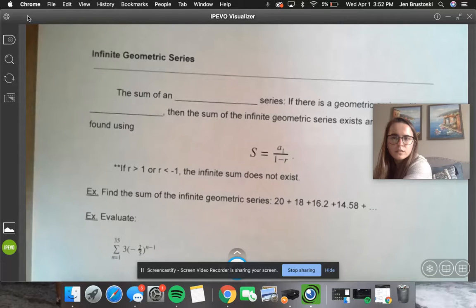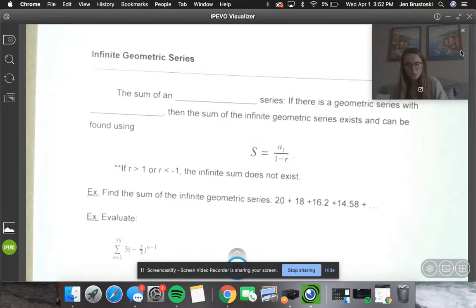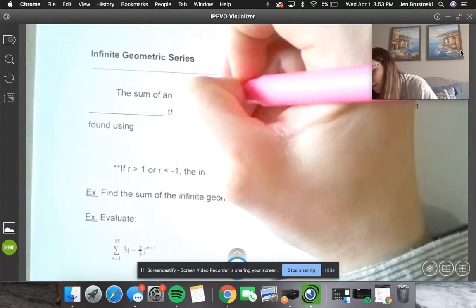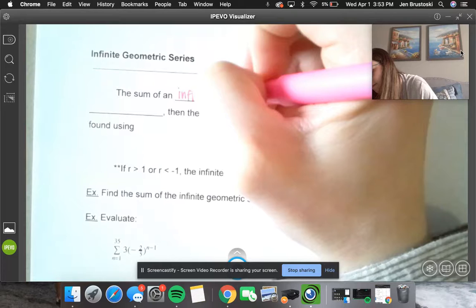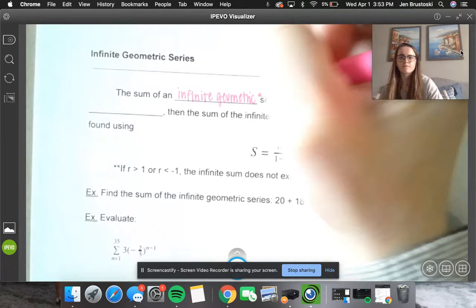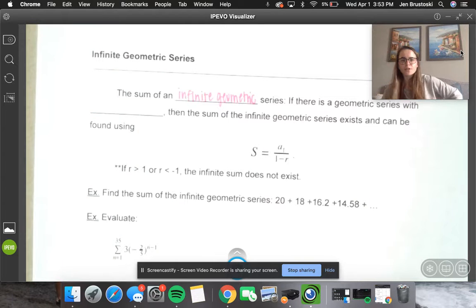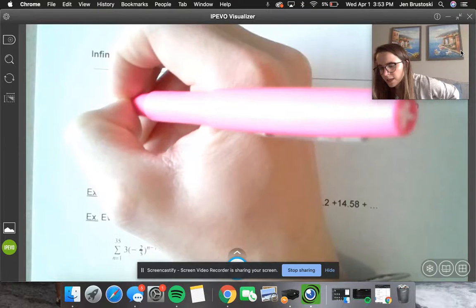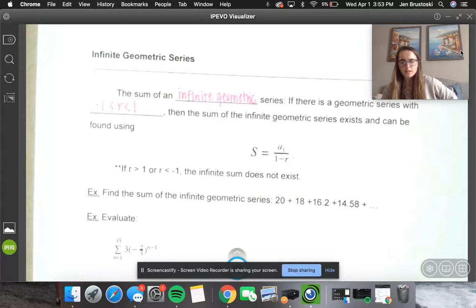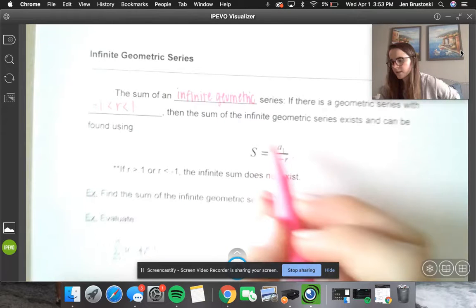Okay, so sum of an infinite geometric series. Man, there's lag on that. Okay, so if there is a geometric series with its r value between -1 and 1, then the sum of the infinite geometric series exists and can be found using this equation given to you right here.